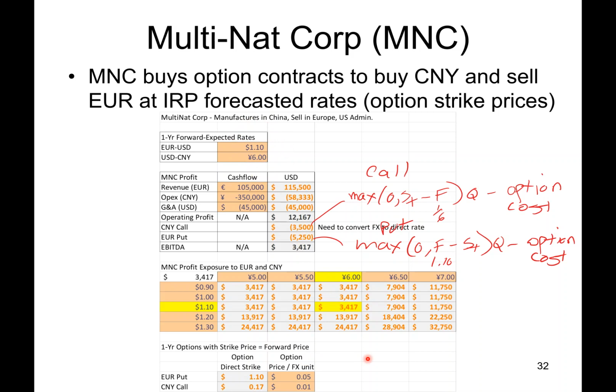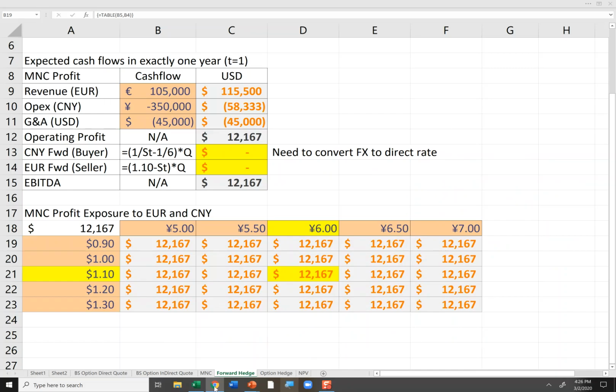I'm going to buy a call on the Chinese currency. That's going to cost me 17 cents. Let's go to the spreadsheet and look at this.